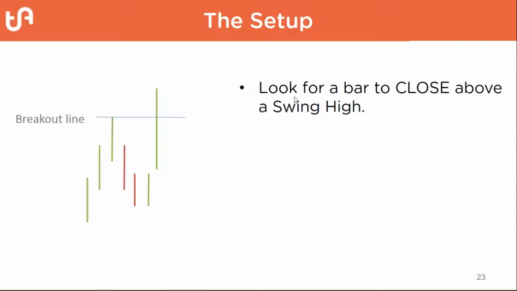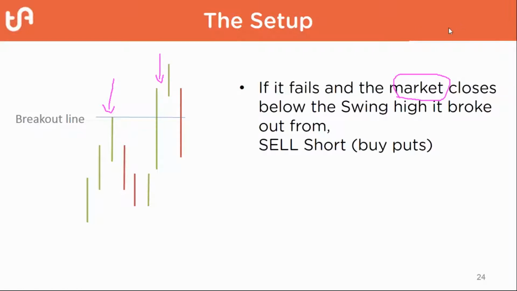The first rule is look for a bar to close, it's very important, not a high but close above a swing high. So this is our swing high and this bar is closing above the swing high. If it falls and the market closes below the swing high it broke out from, then you sell short, which is buy puts. So you have only two rules. First you look for a swing high, then you look for a candle to close above the swing high first, and then to close below the swing high. Once you see the candle closing, you immediately go ahead and buy puts.